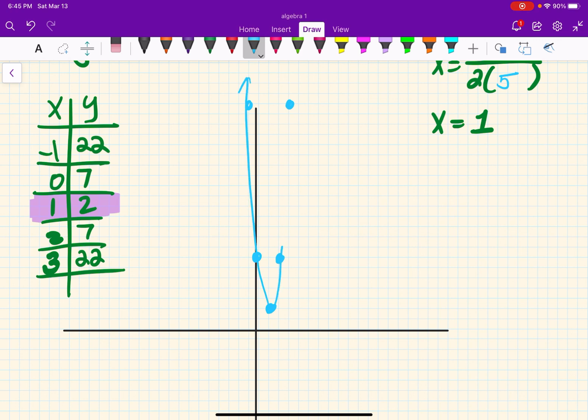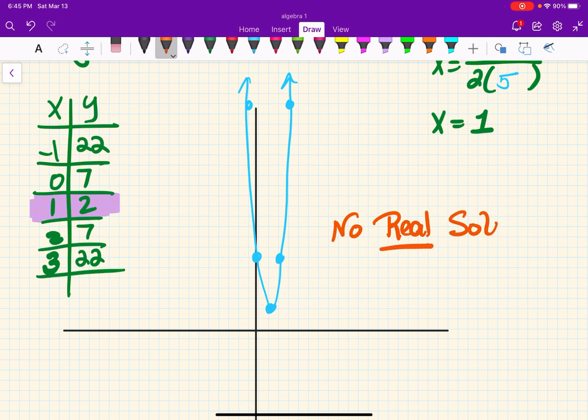Again, it's supposed to look like a U. It's not supposed to be pointy. But this one is not crossing the x-axis at all. So your answer to this is no real, and you need to write no real solution. Okay? All right, so go back and review it if you need to, or talk to your teacher. And then in order to find the solutions, you have to graph the parabola.